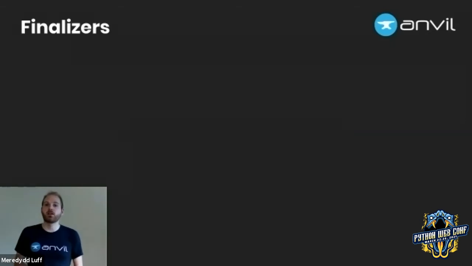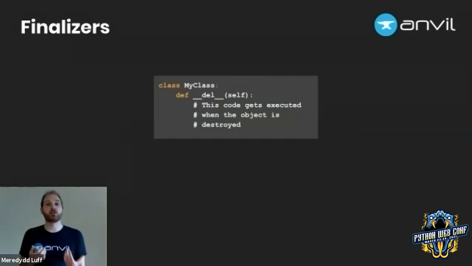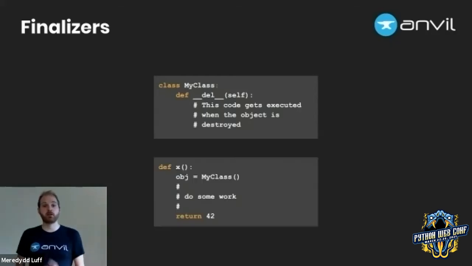Here's an example from Python. If you write a class in Python, you can give it a method called dunder del. And that method will be called when the object is destroyed. So if you use your object in a simple function, that object was created on the first line of function x, and the finalizer will be called at the end as you return from that function. You could use this to clean up some resources associated with your object. The problem is it only mostly gets called there.